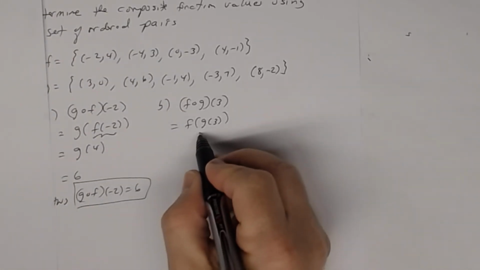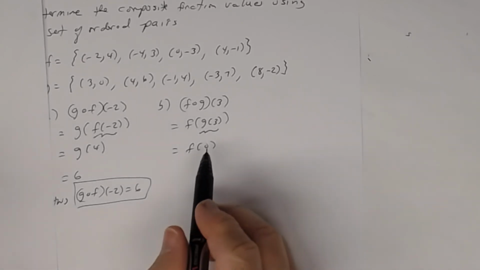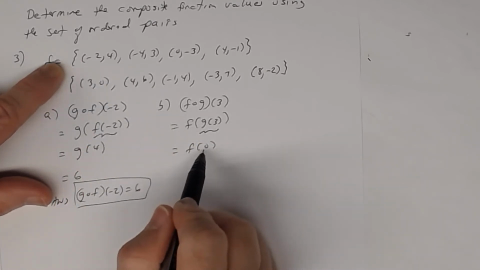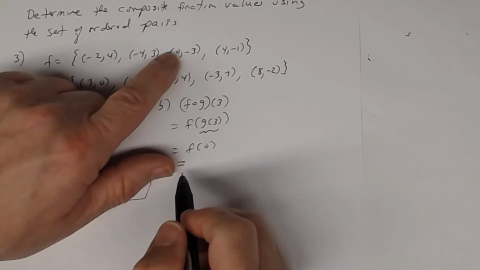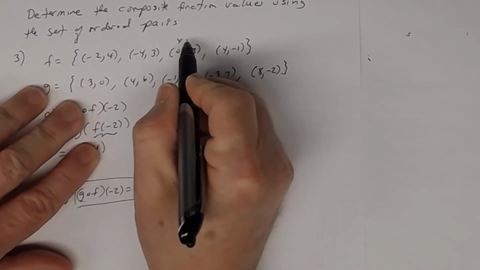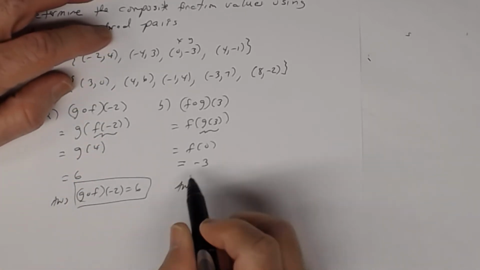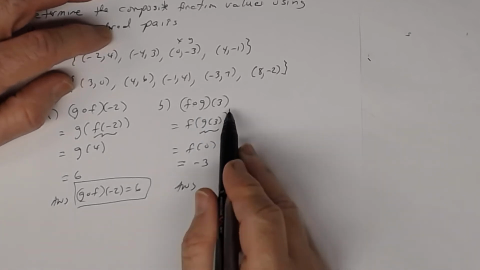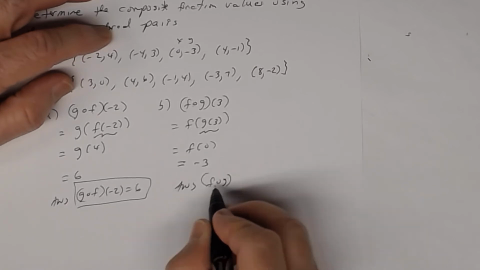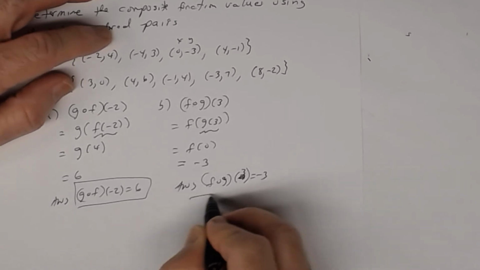So now this is 0, right? Now I've got to find f of 0. So I go to my function f, which is this one, and when x is 0, what's my y value? Well, when x is 0, there it is right here, my y value is negative 3. Remember, this is x, this is y. And so therefore your answer, f composed with g at 3, is negative 3.